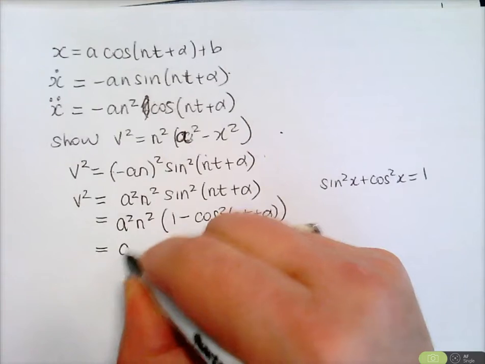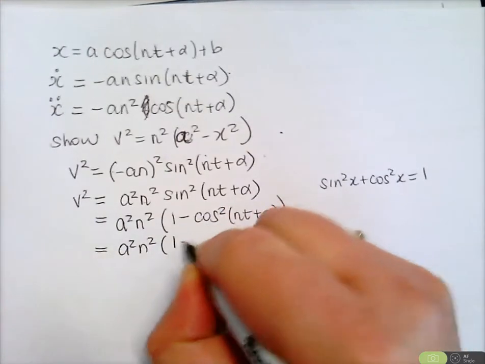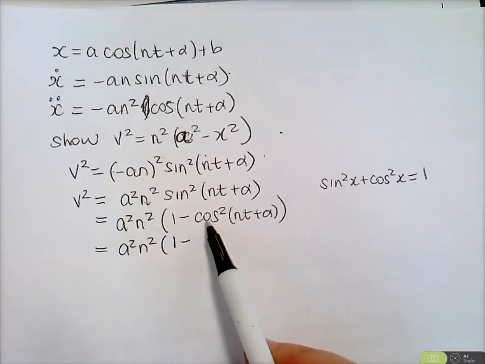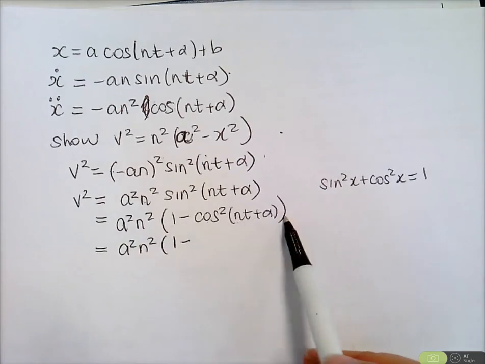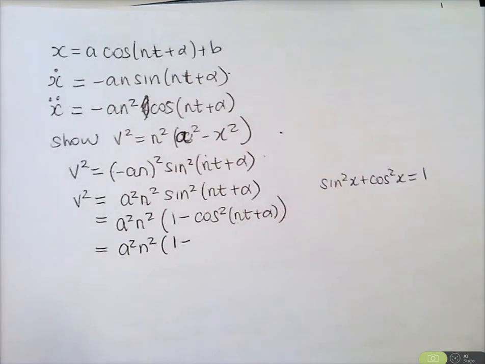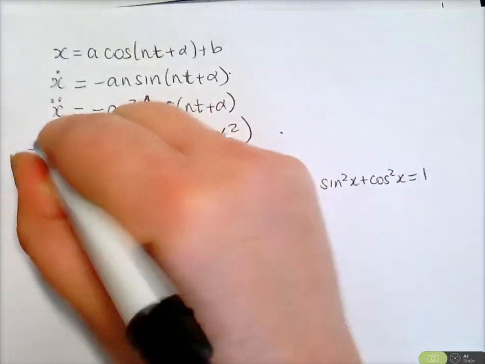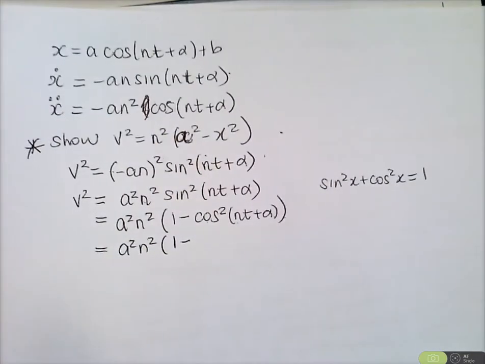Well, so it's a squared n squared, 1 minus, guys, what's cos(nt + alpha)? What's your question? Oh, do that. Show that v squared equals n squared, a squared minus x squared.